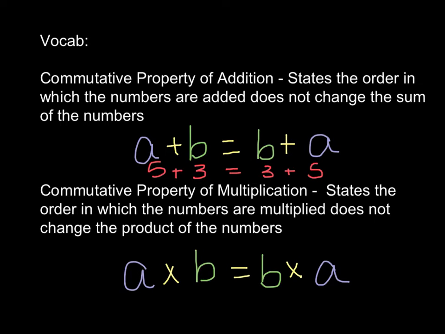And then the commutative property of multiplication is the same thing, but instead of adding, it's with multiplying. It states that the order in which the numbers are multiplied does not change the product. So I'm going to use 5 and 3 again. 5 times 3 is the same as 3 times 5. Please pause to copy all that down.